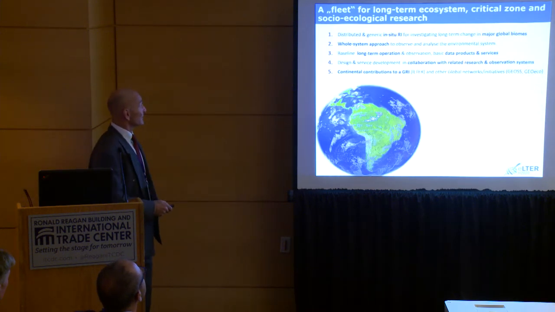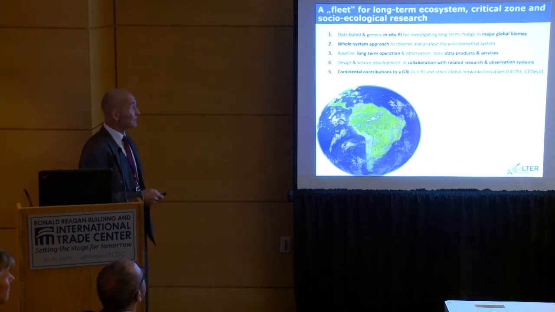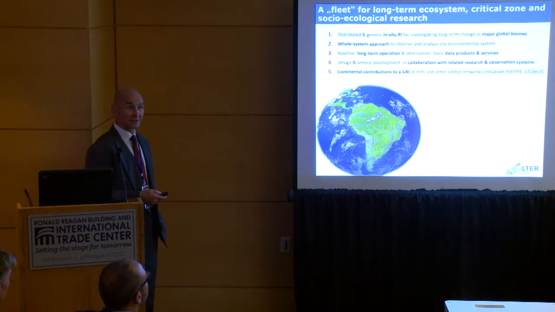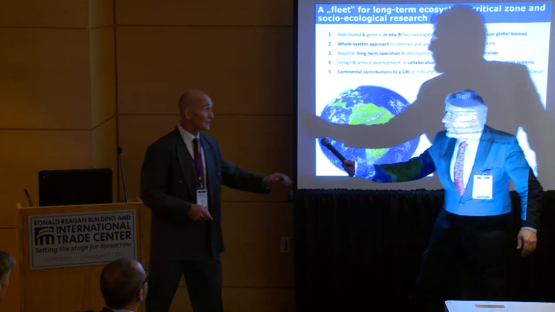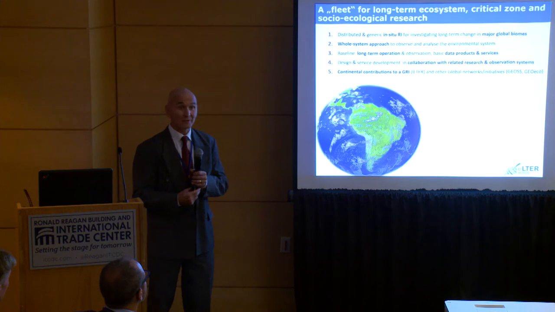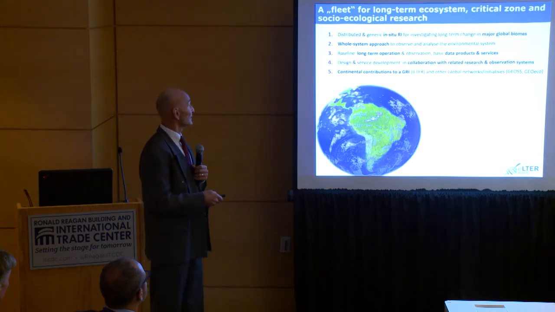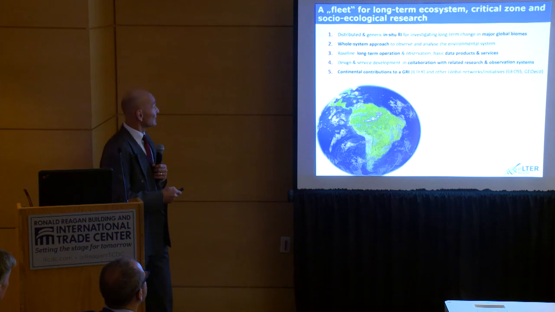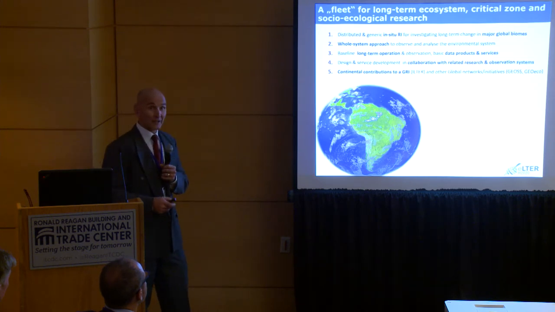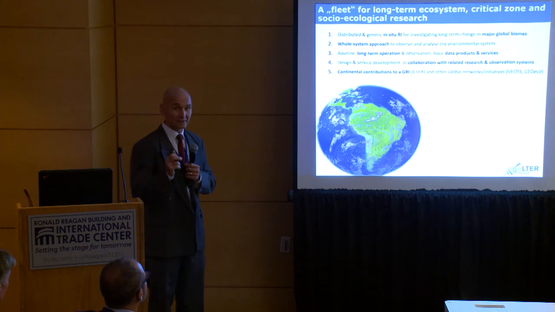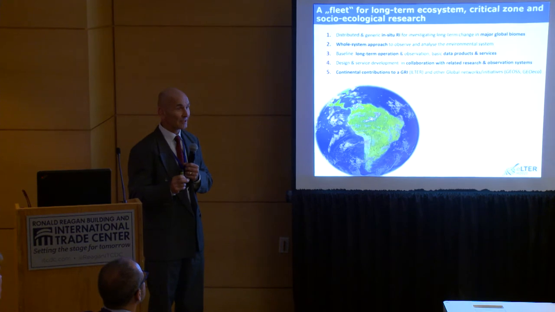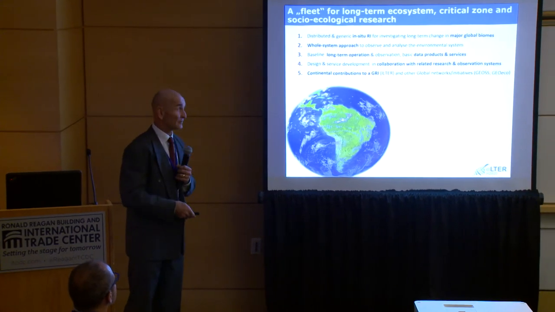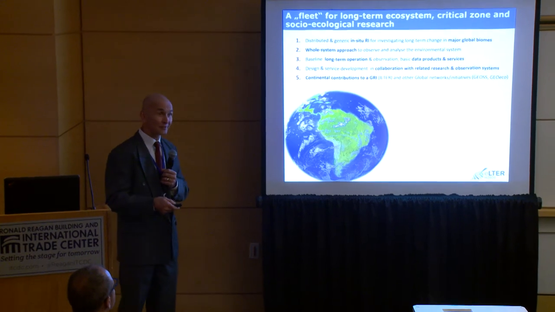In very brief, the most important aspects of keeping this wheel turning. ILTR represents the major global biomes, and each of the continental groups try to cover the major environmental zones, distributed and generic. And the generic means that we try to provide an infrastructure for multiple scientific user communities. It's based on a whole system approach. The main focus is here to be able to contextualize any kind of finding, also of a short-term or very small-scale project, in the matrix of the system information available at these sites, to analyze it, to interpret it in a proper way.